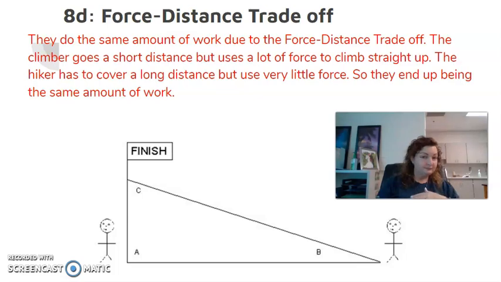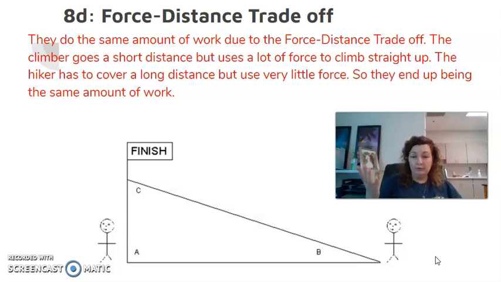So here we go. They actually are doing the same amount of work due to the force distance trade-off, which sounds crazy, but I'm going to explain it. So the climber, which is this one right here, right? The climber goes a shorter distance, but uses a lot of force to climb straight up. So they're definitely applying more force, but because they're applying more force, they get to do it over a shorter distance, okay? The hiker, which is this one over here, has to cover a longer distance, but uses a very little amount of force. So they end up being the same amount of work in the end, because remember, it's just force times distance, and it is a trade-off.